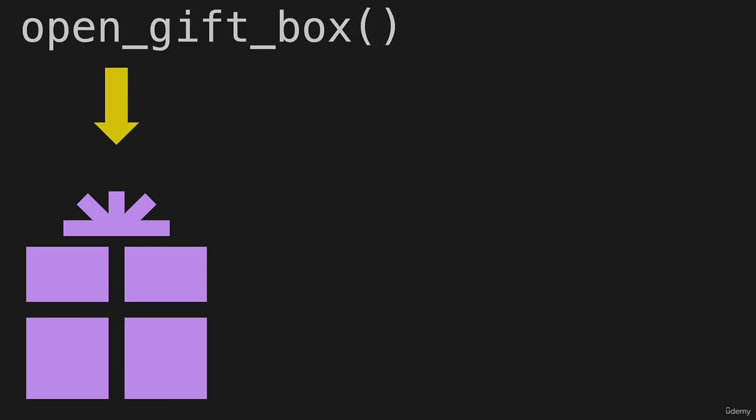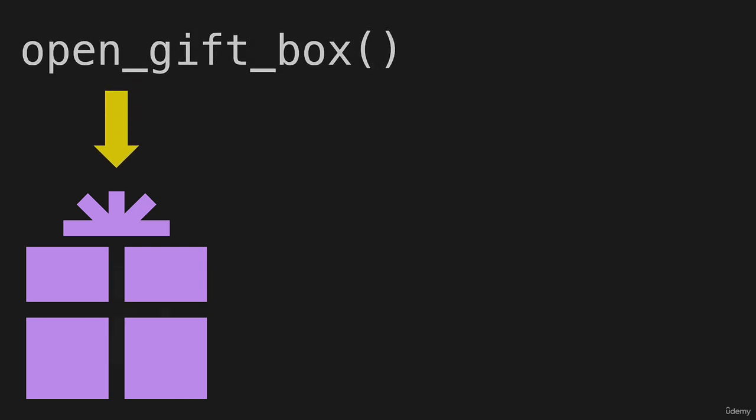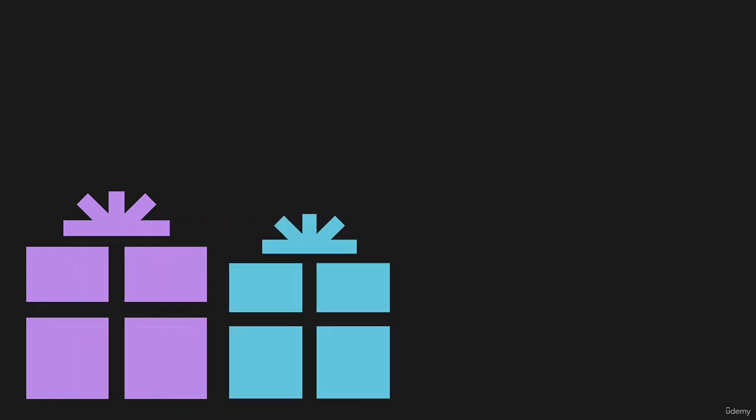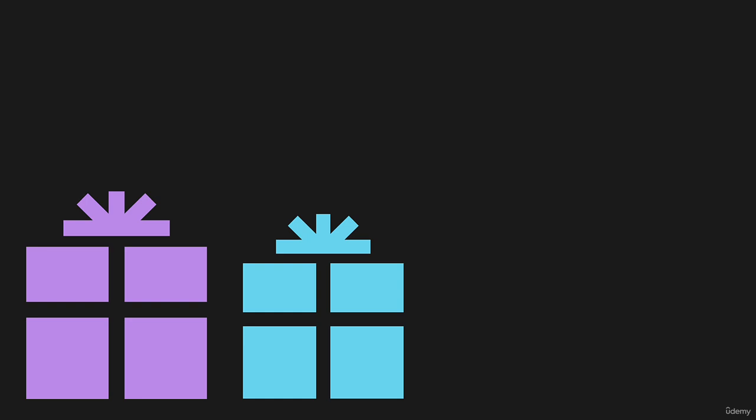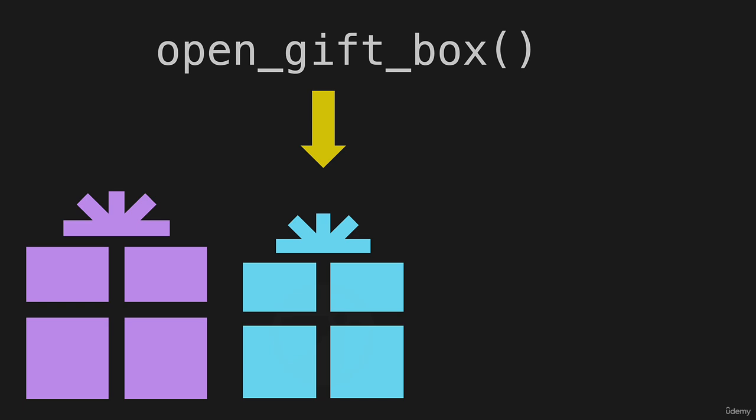I'm going to bring up a gift box here, and we need to open the gift box. The way we open gift boxes is with the open gift box function. When we run the open gift box function, it's going to return either a ball, in this case, or it's going to contain a smaller gift box. And if it's a smaller gift box, the way we open gift boxes is with the open gift box function. So we'll run that again.